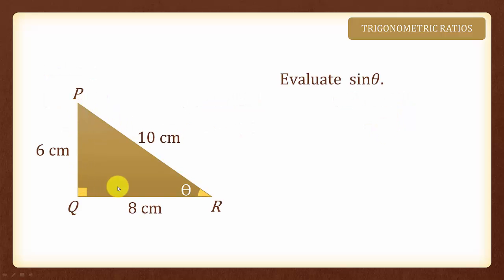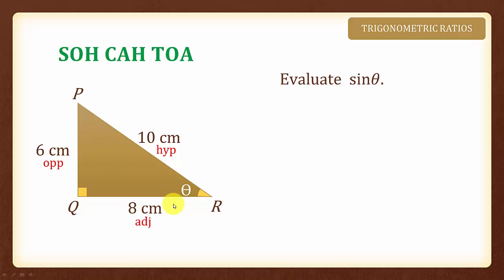From this right-angled triangle PQR, we are asked to evaluate sine theta. First, let us look at the acronym again: SOH, CAH, TOA. For triangle PQR here, do you know where the hypotenuse is? Yes, it is the side that is opposite the right angle. Given the angle theta here, do you know where the opposite side is? Yes, it is here. And the side that is next to the angle theta is called the adjacent.